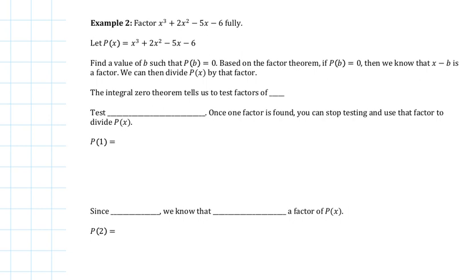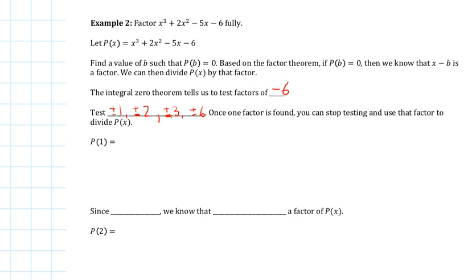So, the integral zero theorem tells us to test factors of the constant. What's your constant here? The constant is negative 6. So we're going to have to find the factors of negative 6. It doesn't matter if negative or positive. So positive and negative 1, positive and negative 2. I'm looking for numbers that divide 6. Positive and negative 3, and positive and negative 6.